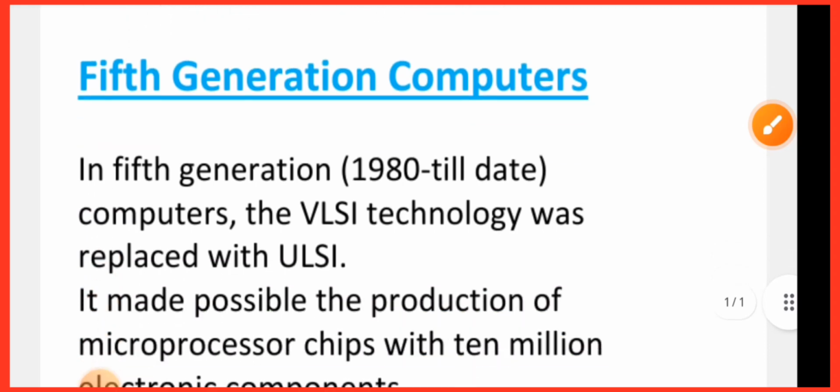And now we are going to discuss about the fifth generation of the computer. It is the last generation of computer, 1982 till date.